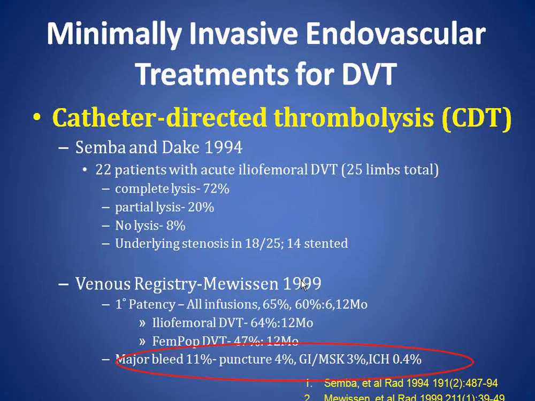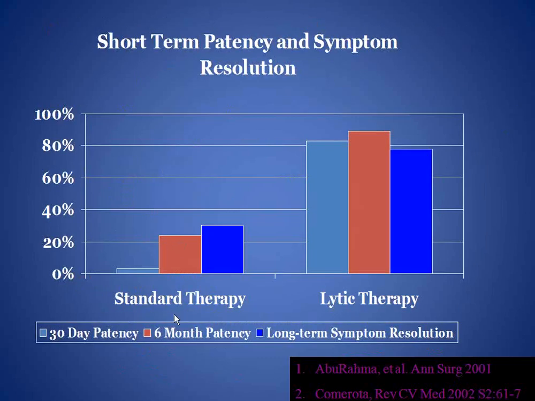And then these studies looked at patency and symptom resolution if you did standard therapy versus if you did lytic therapy, right? So 80% are going to get symptom resolution if you do lytic therapy, as opposed to only 20 to 30% if you do standard therapy. 80% or so are going to have 6-month patency if you give them lytics, versus only about a fifth if you give them anticoagulation alone. So again, anticoagulation is and always has been the gold standard, but the question always is: is there something else that we can do, something better?